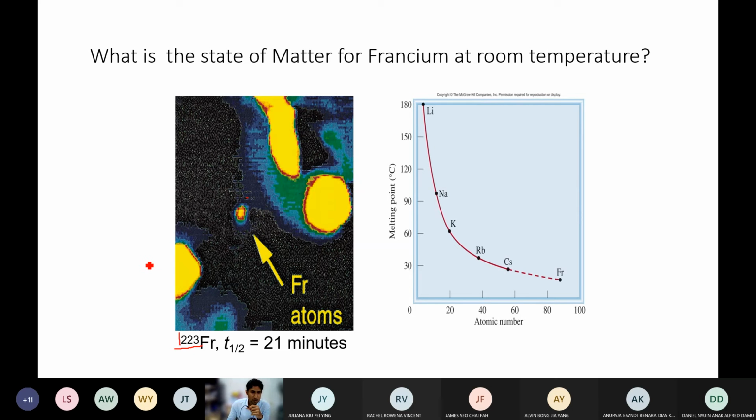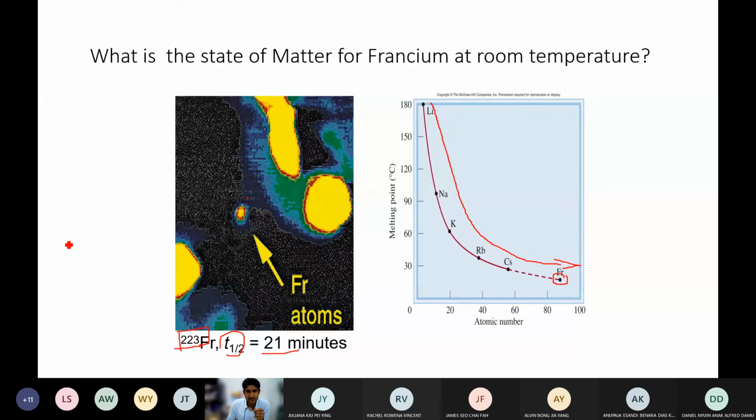But the strongest, the most stable isotope of francium was found in 223. All right, francium, and the half-life for this is 21 minutes. The melting point is supposed to be going down in this way.